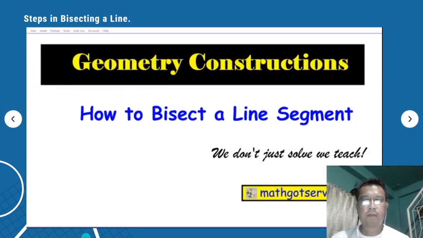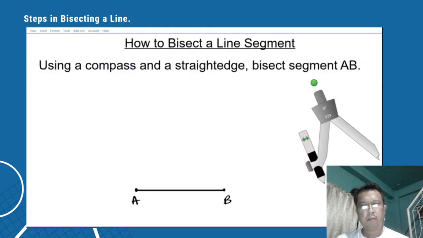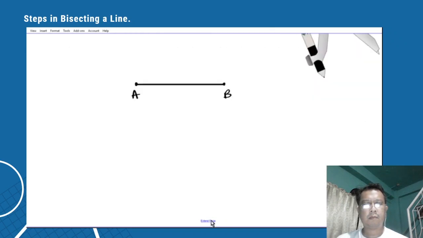Good day, students. Welcome to mathgotserved.com. In this clip, we're going to be going over our geometric constructions on how to bisect a line segment. Alright, the instructions are: using a compass and a straight edge, bisect segment AB. Alright, so let's say we have this segment AB here, and we're to use a compass and a straight edge to bisect it.